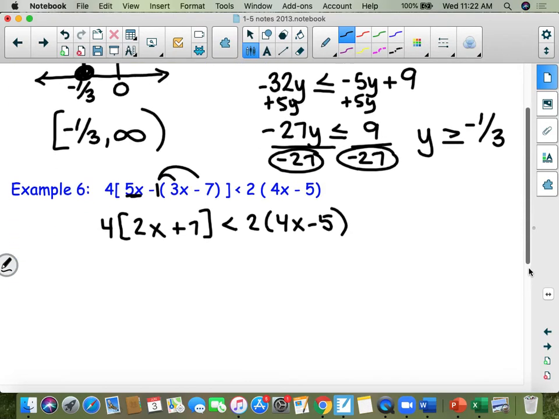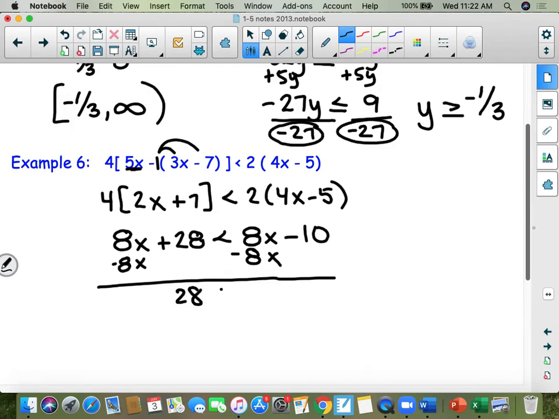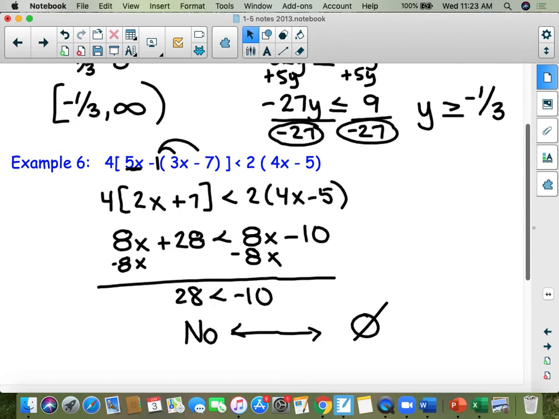Now I'm going to do the distributive property on both sides. I'm going to get 8x plus 28 on this side is less than 8x minus 10 on that side. I'm going to subtract 8 x's. I'm going to have 28 is less than a negative 10. Okay, this is what I was talking about. Is 28 less than a negative 10? No. Your number line would look empty, and your answer would be a circle with a line through it. And that's all the notes for 1.7.